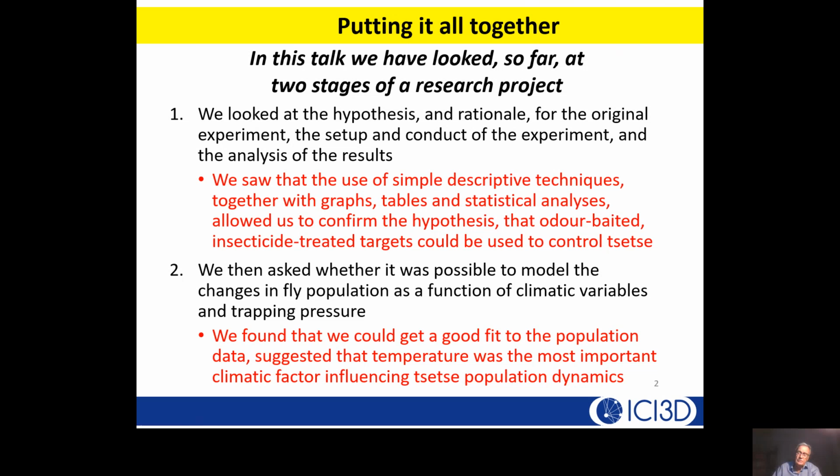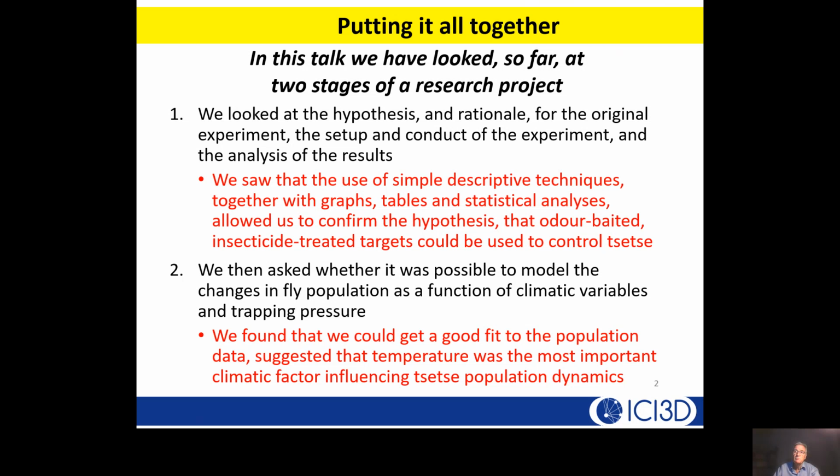So in this talk, we've looked at so far two stages of a research project. We looked at the way that the original hypothesis and rationale for the experiment was set up and how the experiment was conducted, and we looked at the analysis of the results. And we saw that we could use simple descriptive techniques, graphs, tables, statistical analyses to confirm the hypothesis that odor-baited insecticide-treated targets could be used to control tsetse.